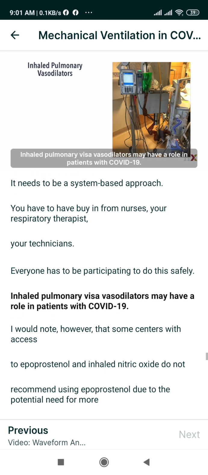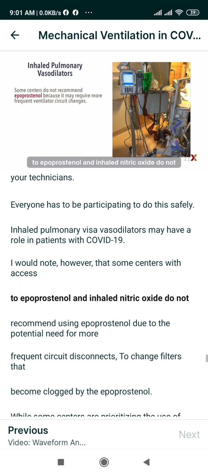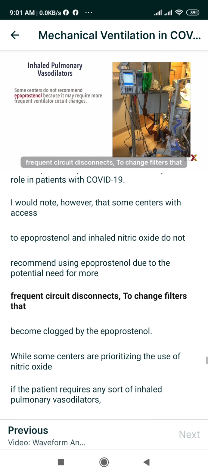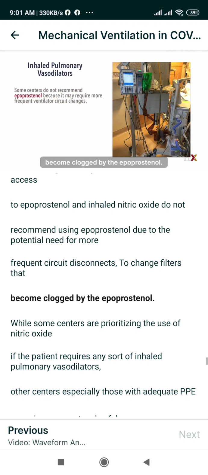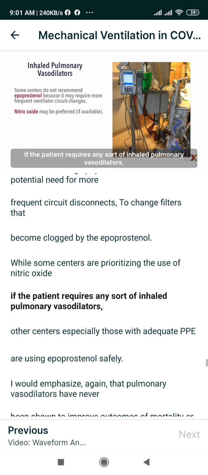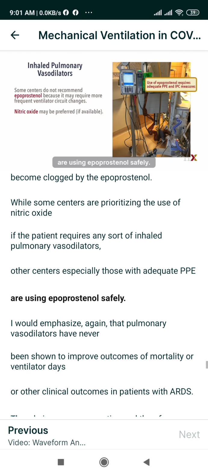Inhaled pulmonary vasodilators may have a role in patients with COVID-19. I would note, however, that some centers with access to epoprostenol and inhaled nitric oxide do not recommend using epoprostenol due to the potential need for more frequent circuit disconnects to change filters that become clogged by the epoprostenol. While some centers are prioritizing the use of nitric oxide if the patient requires any sort of inhaled pulmonary vasodilator, other centers, especially those with adequate PPE, are using epoprostenol safely.